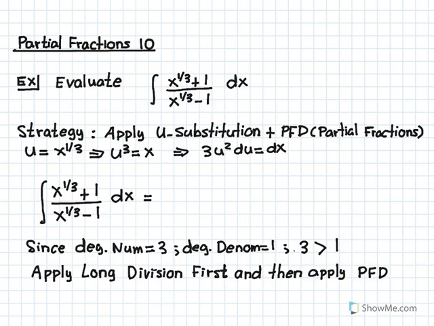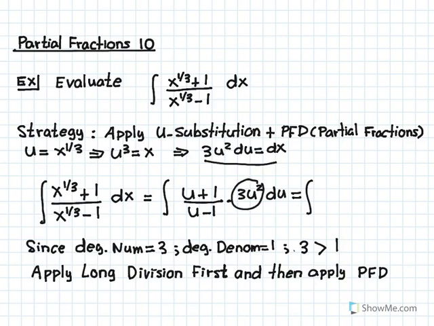We have the integral of (x^(1/3) + 1) divided by (x^(1/3) - 1) dx. That's going to be the integral of (u + 1), because x^(1/3) is u, divided by (u - 1) times dx, and dx is 3u squared du. Let's simplify the numerator and multiply by 3u squared. Multiplying it through, we get (3u cubed plus 3u squared) divided by (u - 1) du.